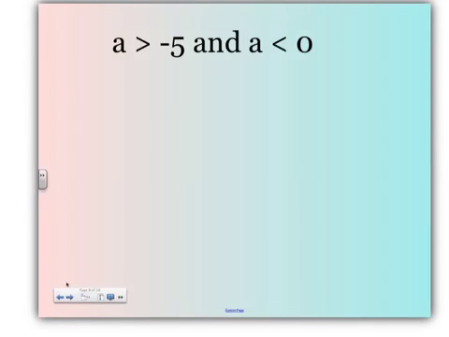So, for this one, try to write down what that solution set would look like. Hopefully, you got this.